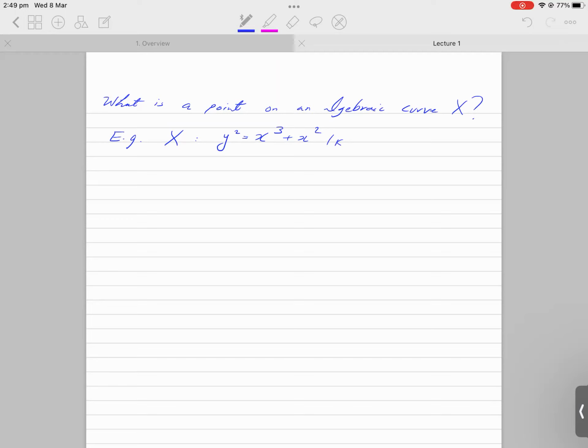And polynomial functions on this curve on x are of this form. Now, we want to understand what a point on this means in terms of this ring. So here's the key question. Can we see the points?